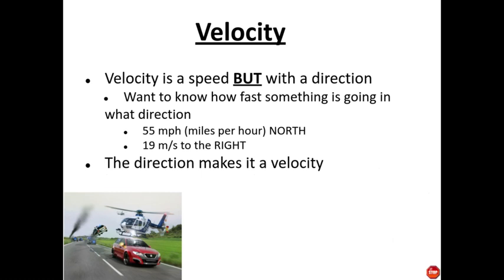Velocity has to do with speed, but it is different. Velocity is speed, but with direction. So if you're talking about velocity, you have to specify in which way that object is moving. You have to specify the direction. So speed would be 55 miles per hour. Velocity would be 55 miles per hour north. They are moving that fast in the northern direction.